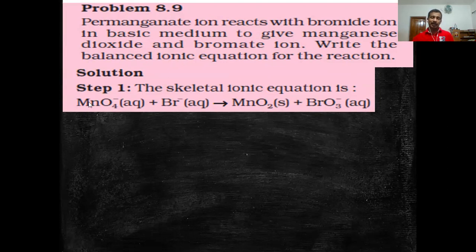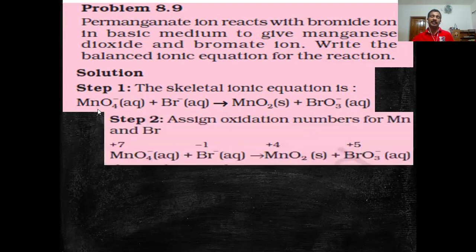Assign oxidation number. Manganese: 4 into 2, 8, minus 8. 1 is remaining here, so plus 7 is the oxidation state of manganese. Br minus: minus 1, the charge. MnO2: 2 into minus 2, minus 4, so manganese plus 4. Bromine: 3 into 2, 6, minus 1 charge is remaining here, so plus 5 oxidation state. Assign the oxidation numbers here: manganese plus 7, bromine minus 1, manganese plus 4, bromine plus 5.